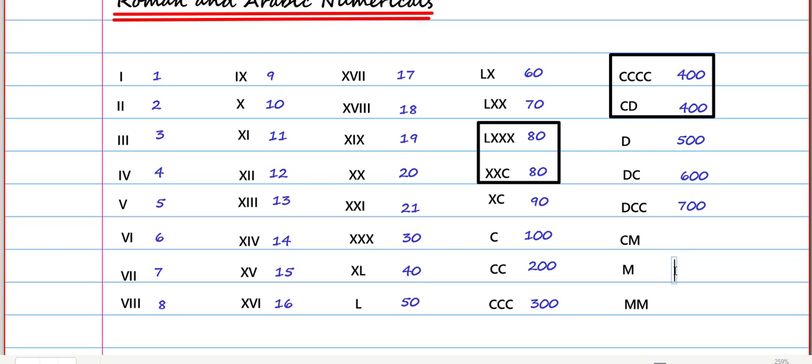CM. Now before writing CM, we must know what is M. M represents 1000, right? 1000. So here C is coming before M. So as I already told, we need to subtract if it is coming before any number. So we need to subtract C from M. C is 100, M is 1000. So you need to subtract 100 from 1000. That is going to be 900. And MM means 1 M is 1000 and 2 M will be 2000. Got it?